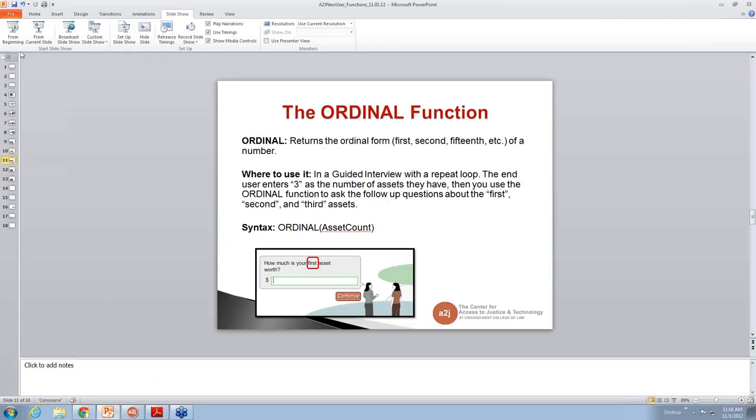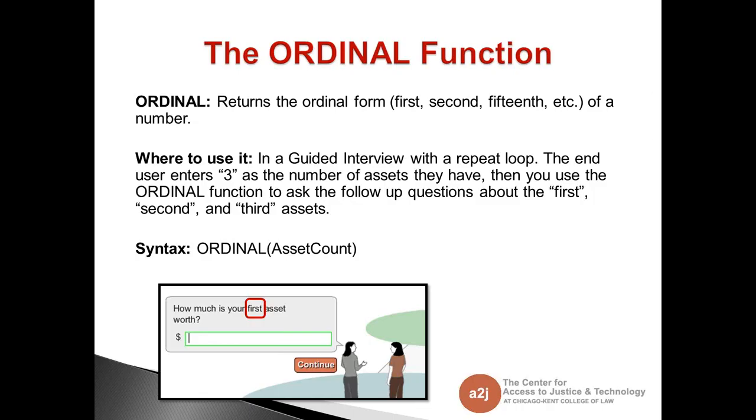Right, the next function we'll deal with is the ordinal function. This is going to return the ordinal form of the number. So if they enter they have three assets, it's going to return first asset, second asset, third asset, 15th asset, 123rd asset. Hopefully you never have an interview that has 123 assets, but it's possible. So you tell A2J to take whatever they put in the number and put it in its ordinal form. Where you use this is in repeat loops.